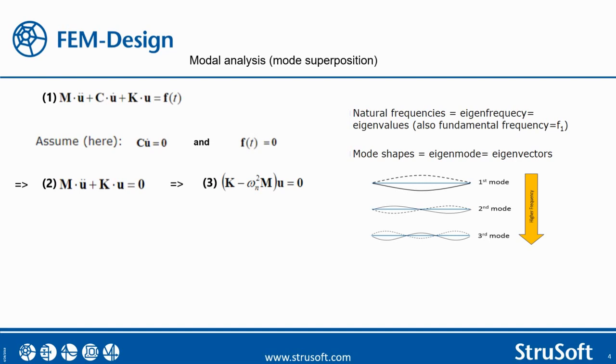By solving this as an eigenvalue problem, we get two types of results. Eigenvalues, which is the frequency of the structure, and the other one is eigenvector, which is also called mode shape.